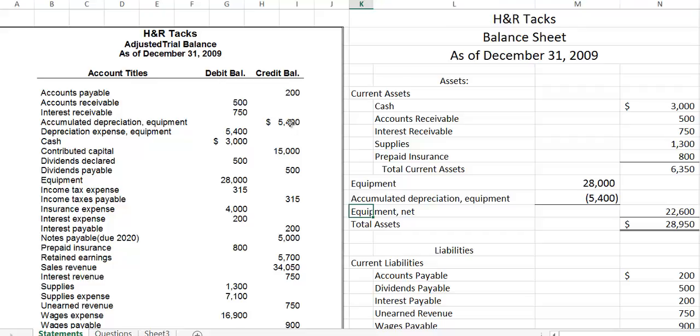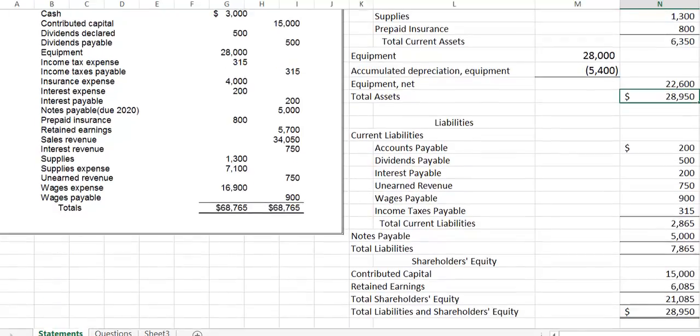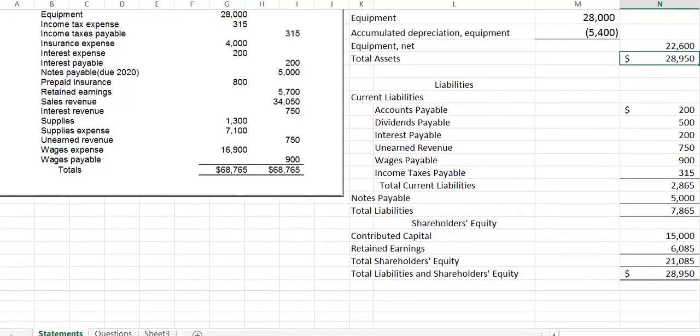And we calculated that last time to be $5,400 in our first video. So the net book value of the equipment would be the equipment at its cost less the accumulated depreciation, which is $22,600. So if we add the $22,600 to our current assets, we're going to get total assets of $28,950. So now we got to hope that our liabilities and shareholders' equity add to the same thing.